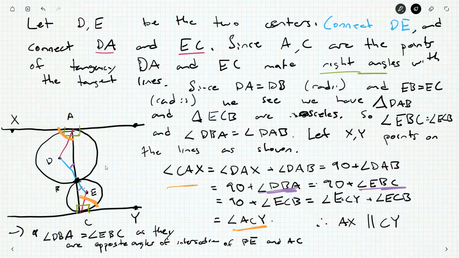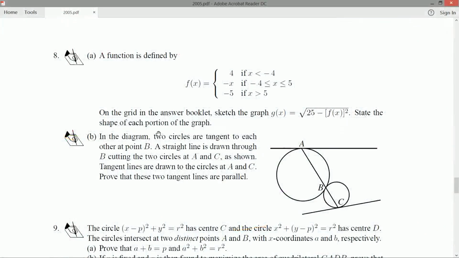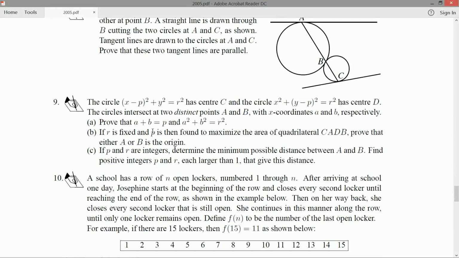But I liked it. It was certainly a challenge. I had to bust out parallel line techniques and things like that. But there we go. So we got 2 more questions on the contest. Question 9 I'll jump right into in the next video.